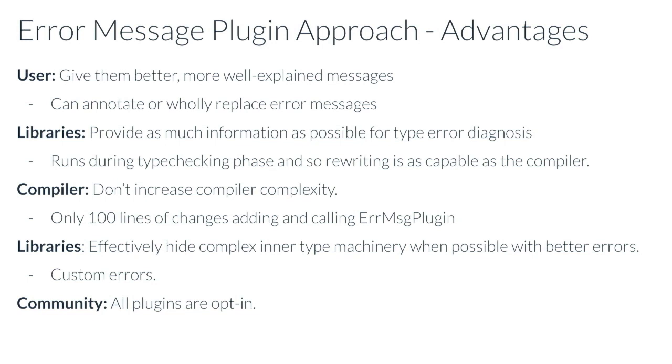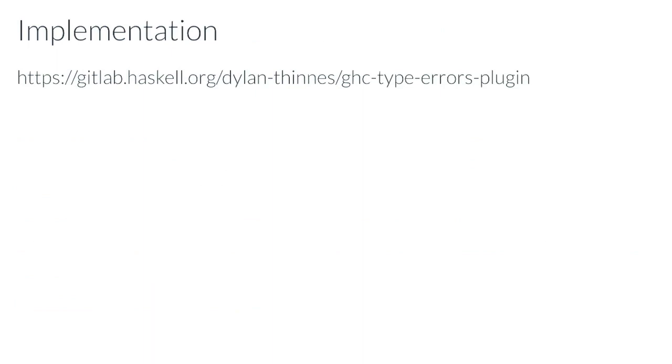You don't really increase the compiler complexity too much. When we implemented this, it came out to about 100 lines, and most of it is boilerplate for anyone who's written a GHC plugin. And then for libraries, you can effectively hide complex inner type machinery. And finally, all the plugins are opt-in, so you don't have to deal with the consensus issue.